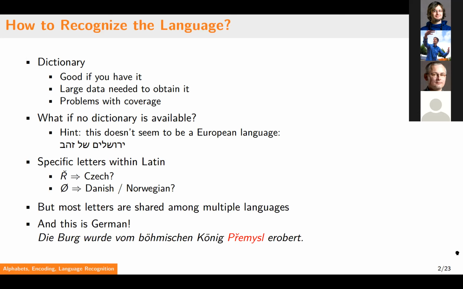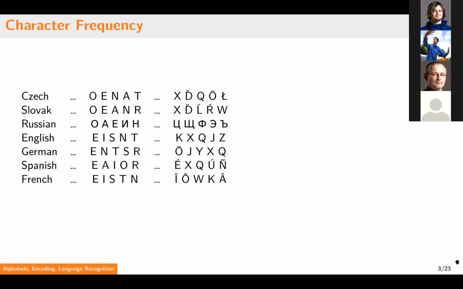It could be just one word, like this last sentence here: Die Burg wurde vom böhmischen König Przemysl erobert. So this is something that could be from Wikipedia, for instance, where you often have really the original diacritics in loan words or foreign names. So yes, the name is Czech, but the sentence overall is German. So this alone will not help you. So we need something more than just looking at one word or one character.